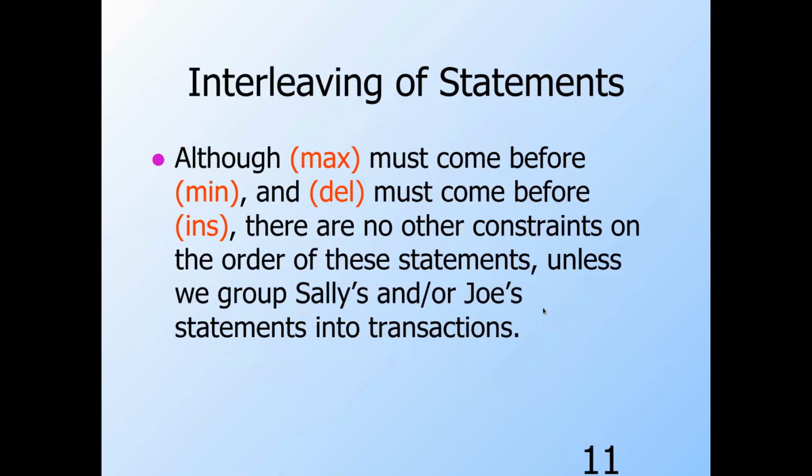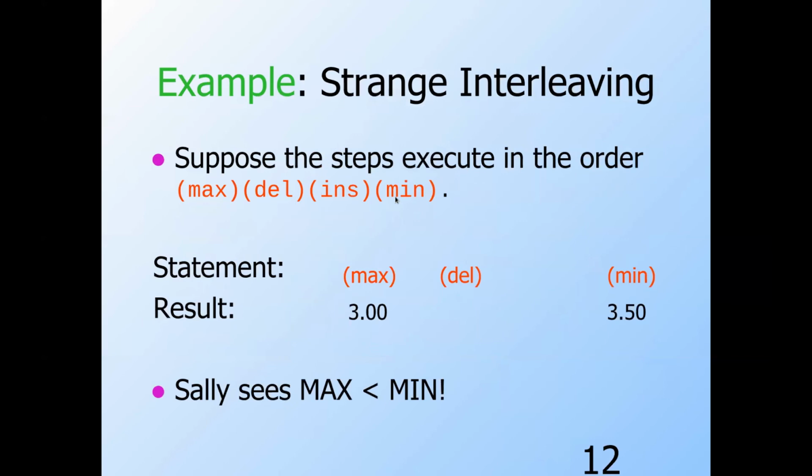Okay, so let's interleave these statements and see what happens. If we do the following execution order, where first Sally says, what's the max? And she gets back $3, of course. And then Joe does the delete and the insert where he puts in Heineken. And then Sally asks, what's the min? And she gets $3.50. So notice that even here, max is less than min, which makes no sense whatsoever. So this particular interleaving of operations leads to a very strange read property. So we have to basically block that.